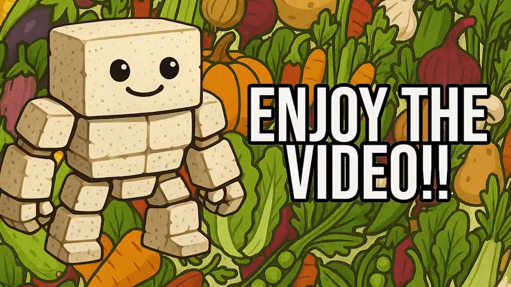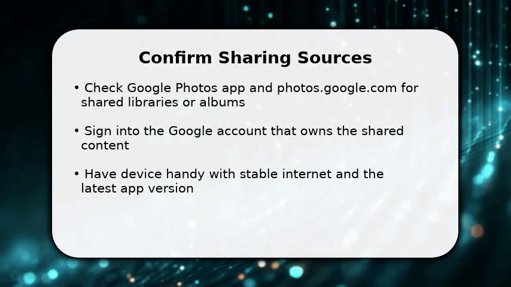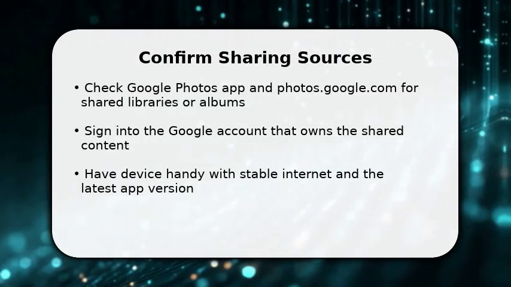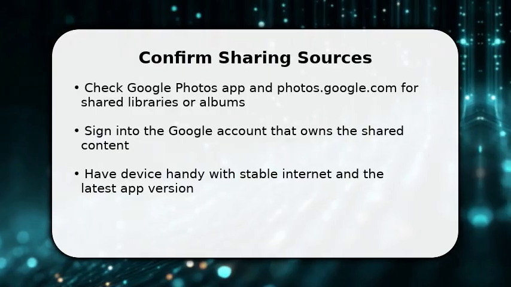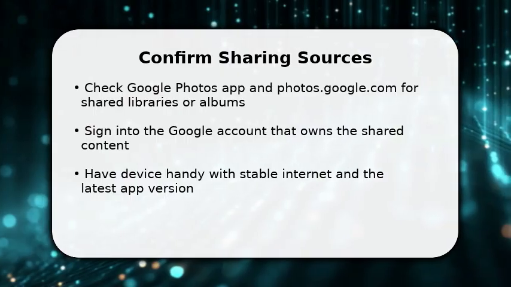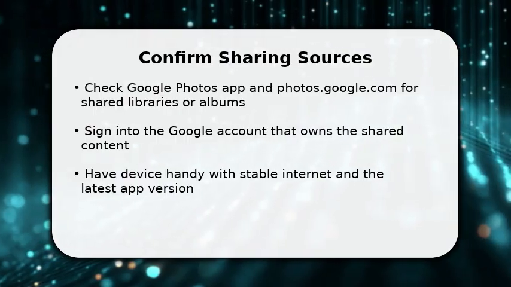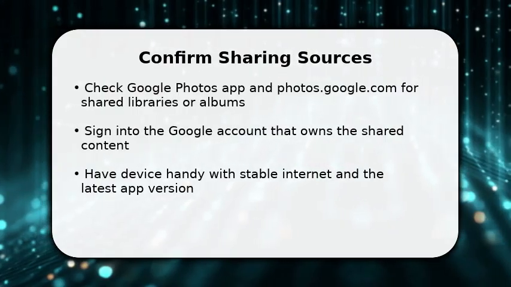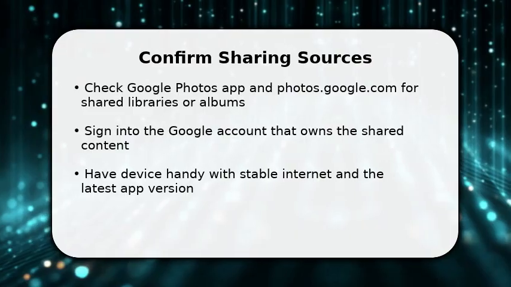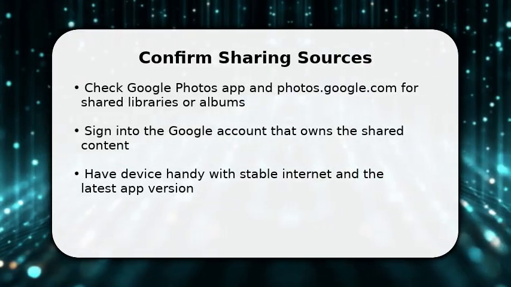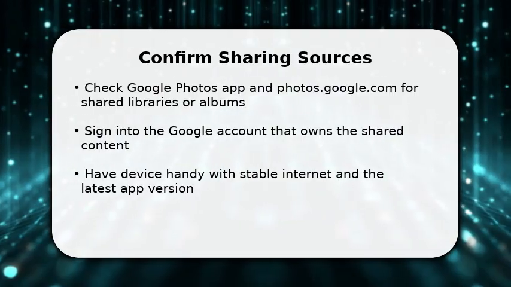Please enjoy the video. You'll start by confirming where sharing is coming from so you stop it cleanly. Open Google Photos on the device or web and sign into the exact account that owns the albums. Once done, tap Library, then Sharing to list active shared albums and partner libraries. This tells you which links or people to remove. Make sure to work from the owner account so you can revoke access rather than merely leaving an album yourself.